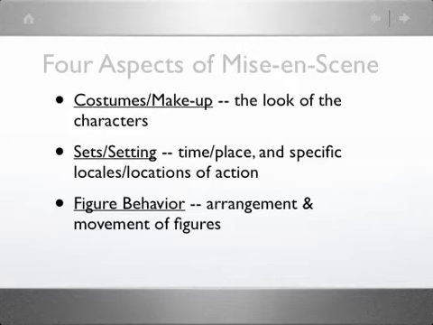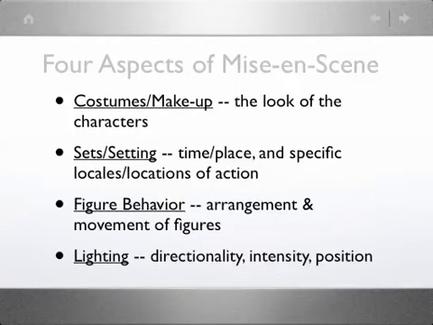And also the arrangement of those characters and those actors in relationship to one another. If there are three characters within the frame, how are they positioned in relation to one another? As far as where are they standing or sitting, and how do they relate to one another as characters, just in the fact of how they're arranged in that particular shot or that particular scene. And then finally, the fourth aspect is the lighting.